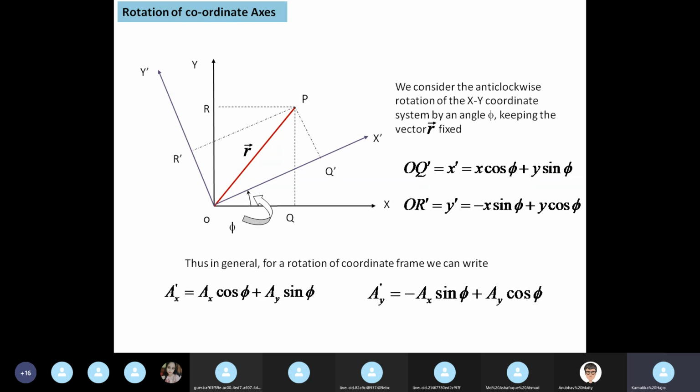You have to remember that if a quantity S does not depend on the orientation of the coordinate axis, then it is called a scalar. Here you see that though the vector does not change, its components do change under rotation of the axis. So such a quantity is a vector. If the quantity does not depend on the orientation, whatever be the orientation of the axis, the value remains the same, then it will be called a scalar.